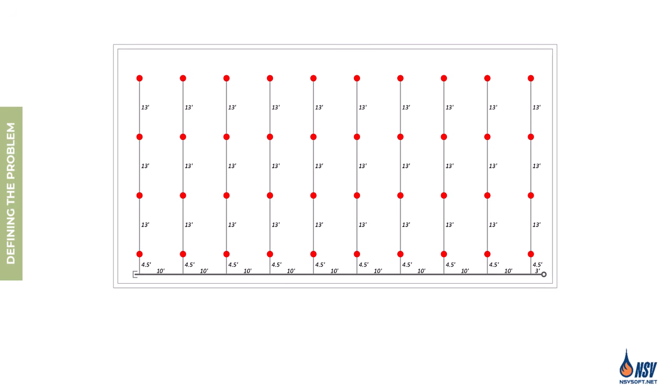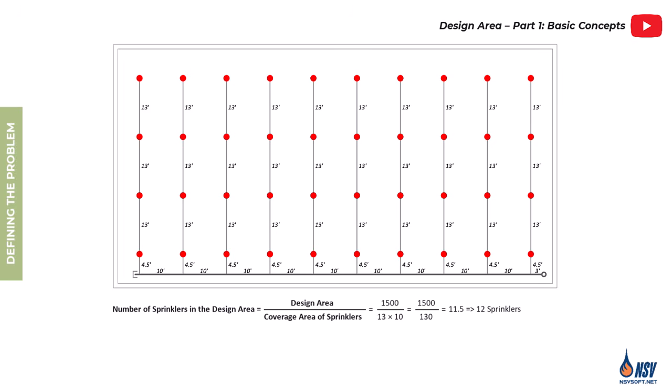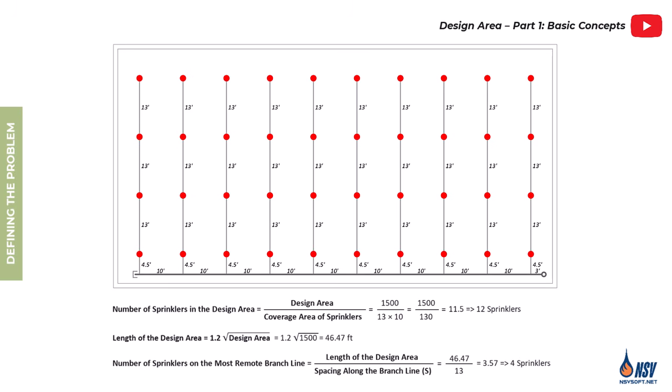Based on the occupancy hazard classification, which is Ordinary Hazard Group 1, NFPA 13 requires a minimum design density of 0.15 gallons per minute per square foot and a design area of 1,500 square feet for hydraulic calculations. The total number of sprinklers within the design area will be 12, with 4 sprinklers located on the most remote branch line. Based on this configuration, the design area forms a rectangular shape, as illustrated in the figure.